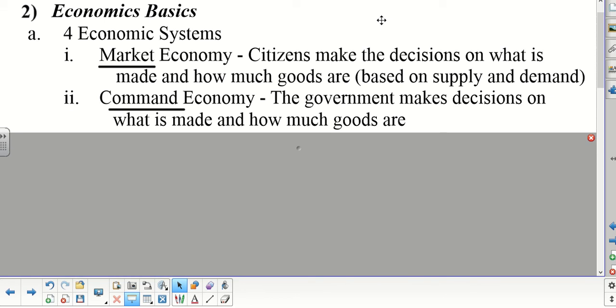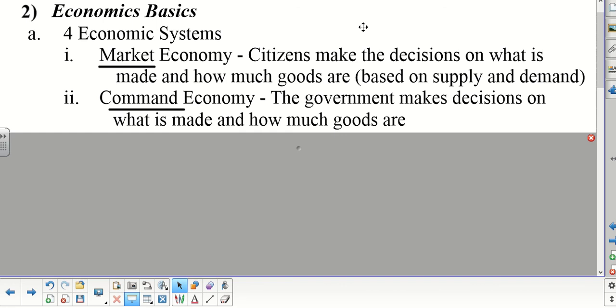Now, that's very different from what we call a command economy. This is where the government says what you're going to do. The government, it's just like it sounds. They're going to command you. And again, by the way, in case you forgot this, you're writing all of this down. You want these in your own notes so that you have them for reference and you can use them on worksheets and tests and whatnot.